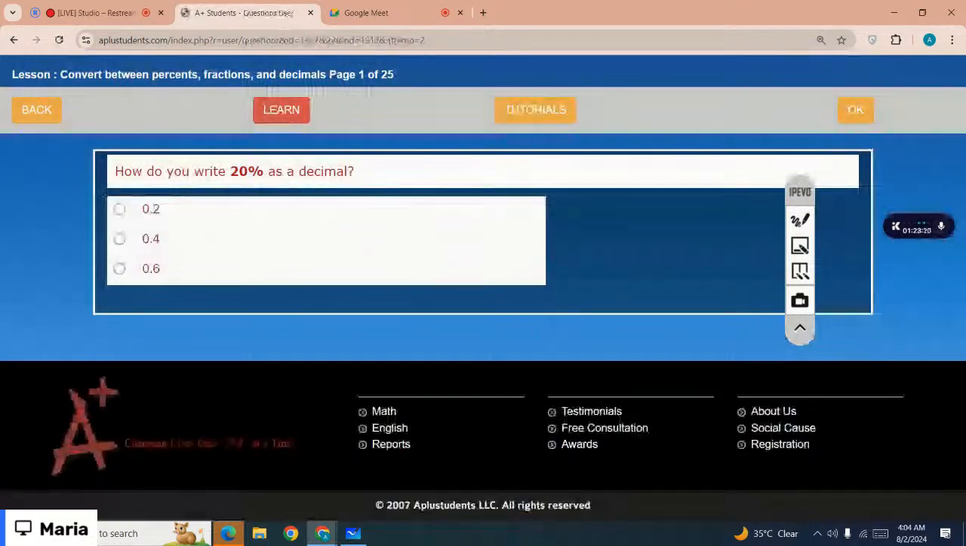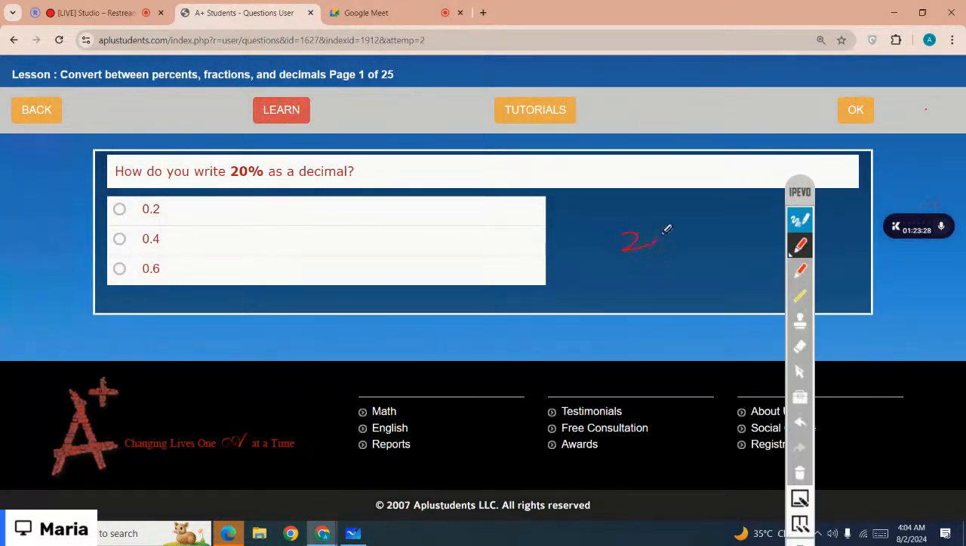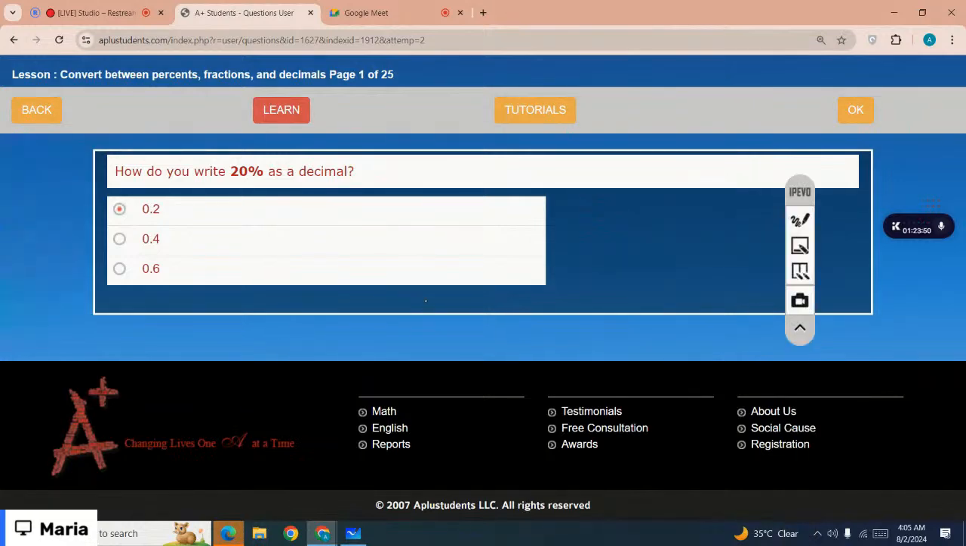Okay, how do you write 20% as a decimal? So 20% means you have 20 out of 100, right? Here you have two zeros. So that means you need to move the decimal point two places left. From here to left, that is 0.2. Option number one is the correct option. Got it?